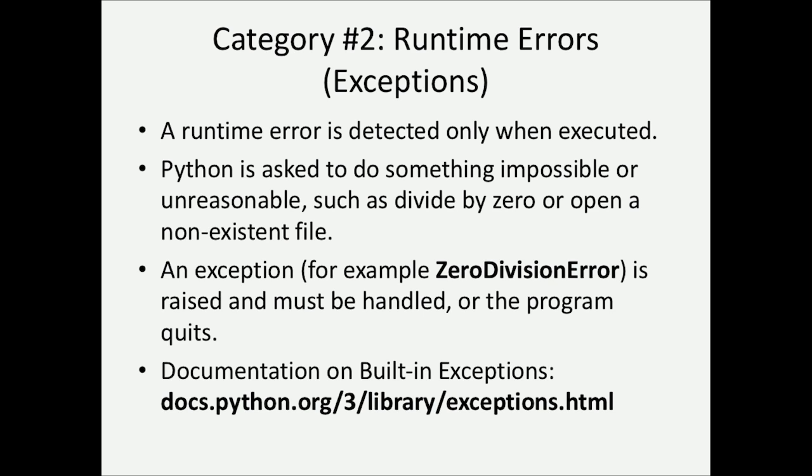There's a few common ones: zero division error, name error, or file not found error. But if you want to find a full list, you can find them at docs.python.org in the documentation on exceptions, and you can find them all listed. There are a certain number of built-in exception types. So you think that's bad.